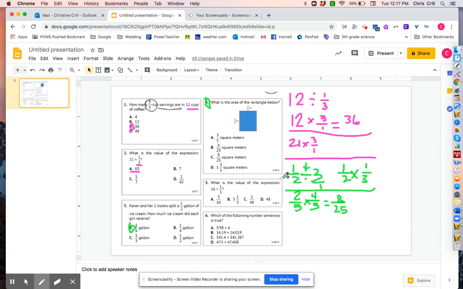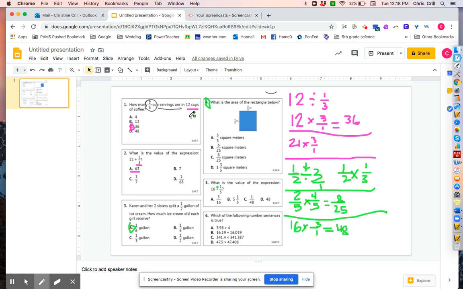Moving on to number 5, what's the value of the expression? 16 divided by 1/3. So here we're taking the number 16, and it's kind of similar to that first question. We're dividing that into thirds. How many thirds are there in 16? So 16, change our division to multiplication, flip our 1/3 to 3 ones, and now you'd need to multiply 16 times 3. 16 times 3 is 48.